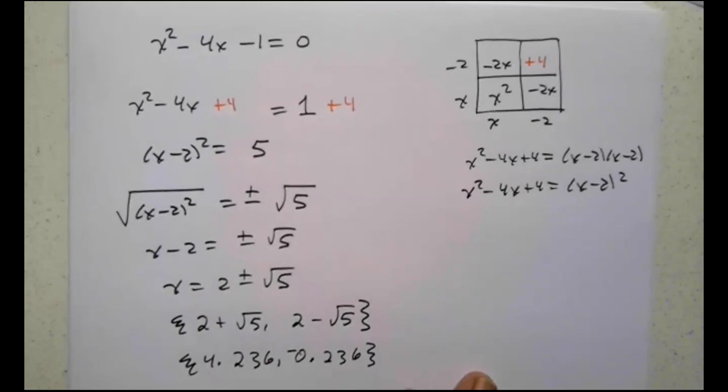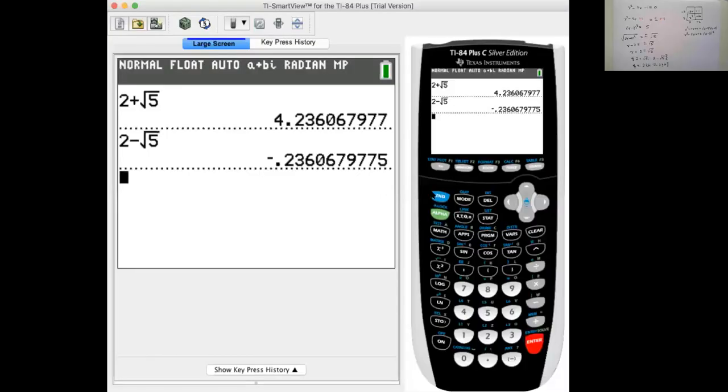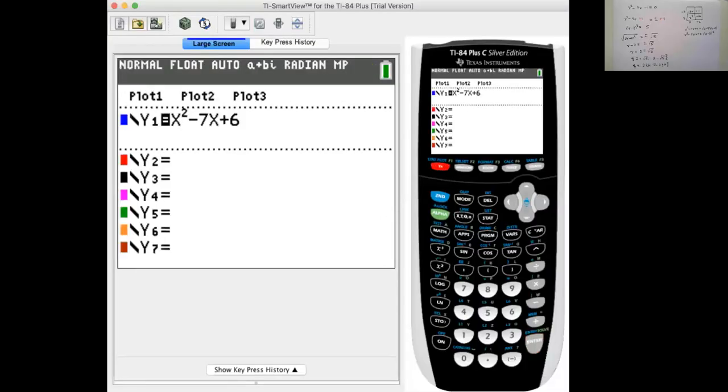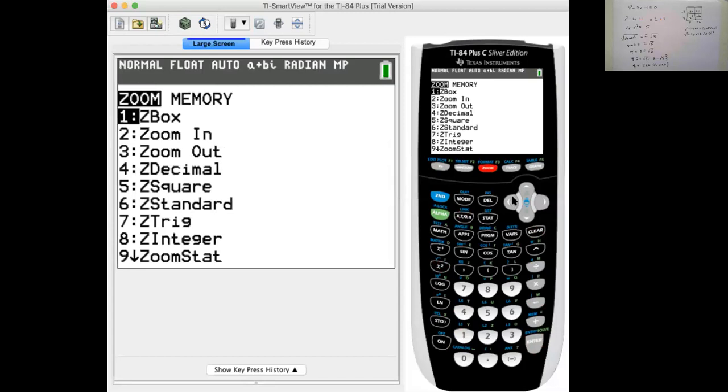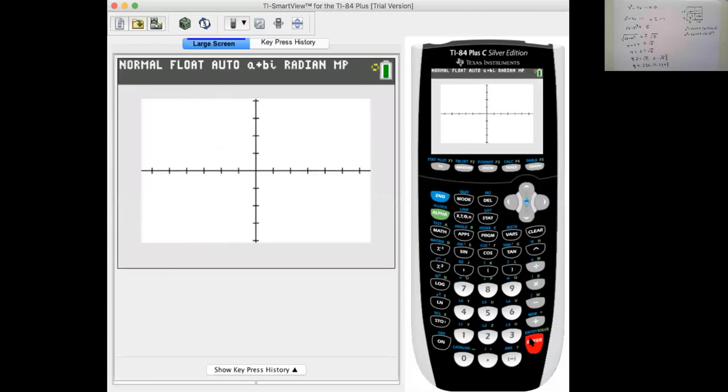And I want to finish this problem by checking it using the zero finder on the calculator. So let's go back to the calculator, go to y equals, and this time we want x squared minus 4x minus 1, x squared minus 4x minus 1. We want to find out when does that equal 0. This time I think I'll go to zoom decimal, number 4, and see where does it cross. There and there.